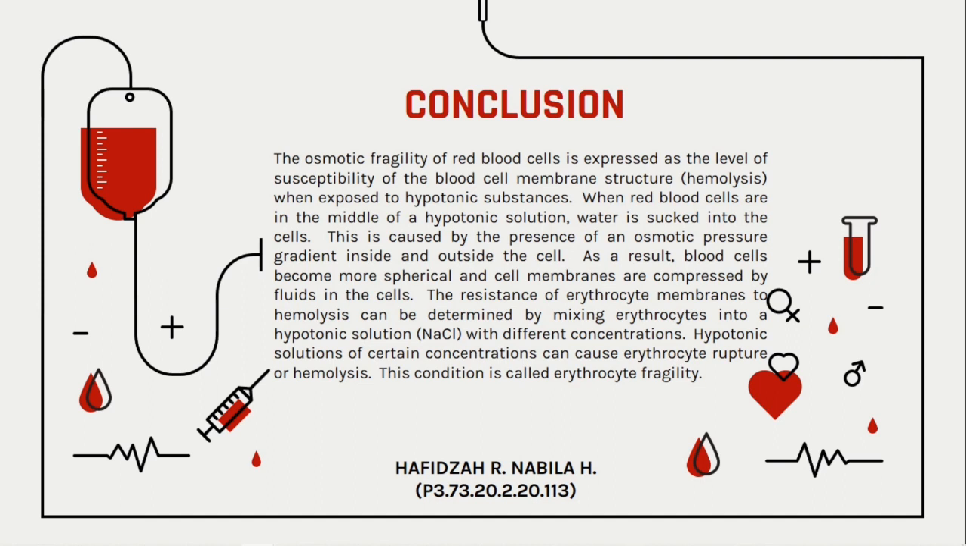The resistance of erythrocyte membranes to hemolysis can be determined by mixing erythrocytes into a hypotonic solution, sodium chloride, with different concentrations. Hypotonic solution of certain concentration can cause erythrocyte rupture or hemolysis. This condition is called erythrocyte fragility.